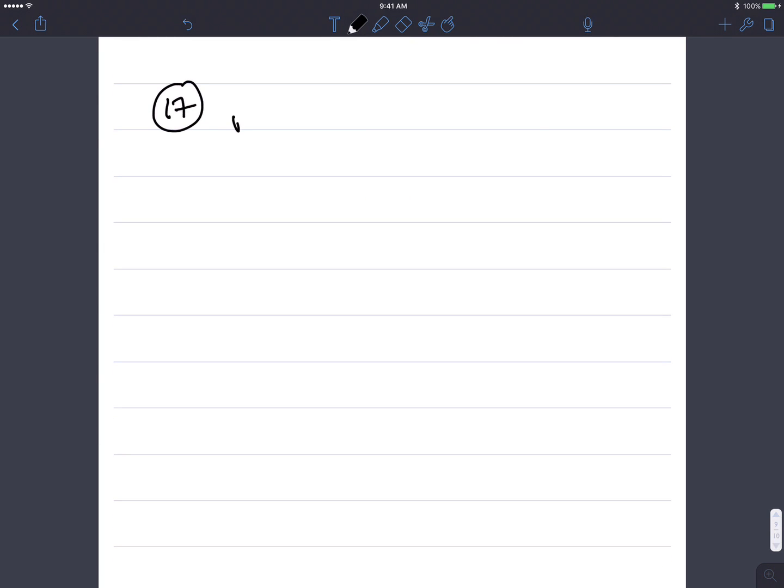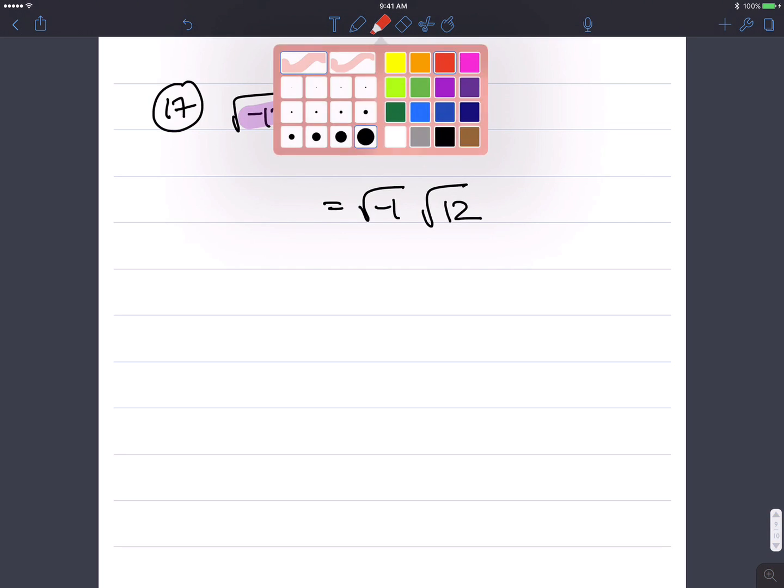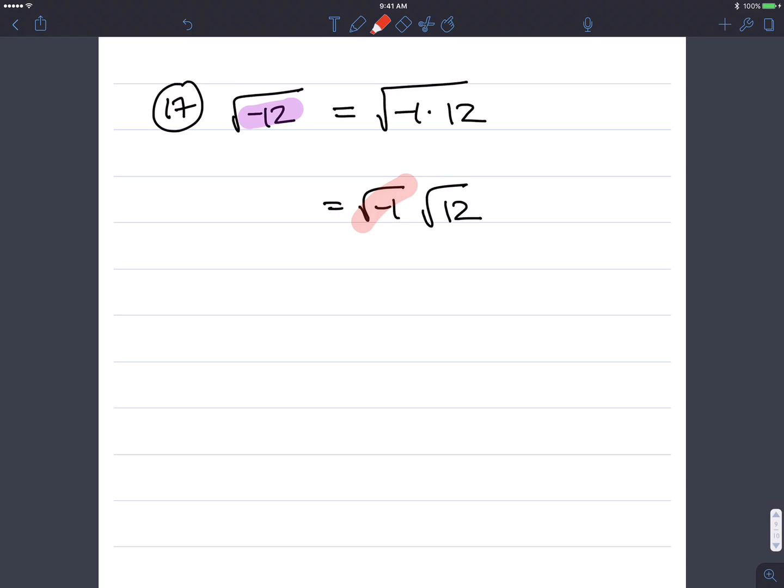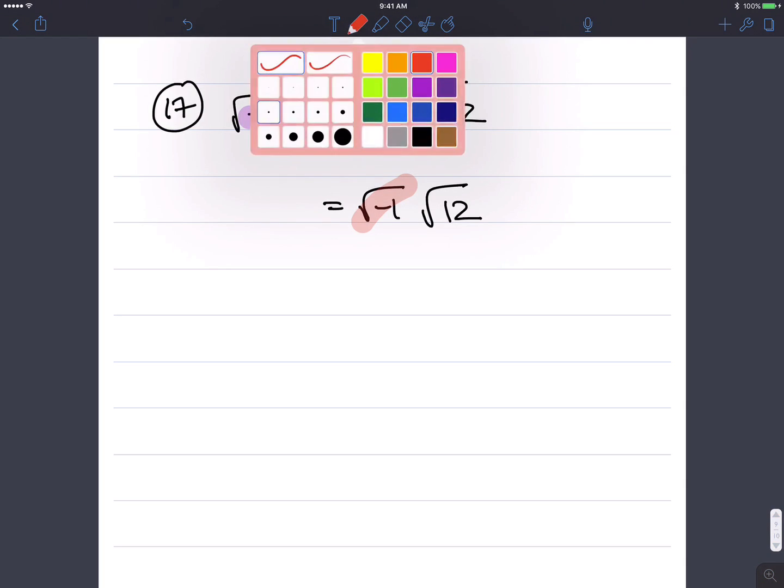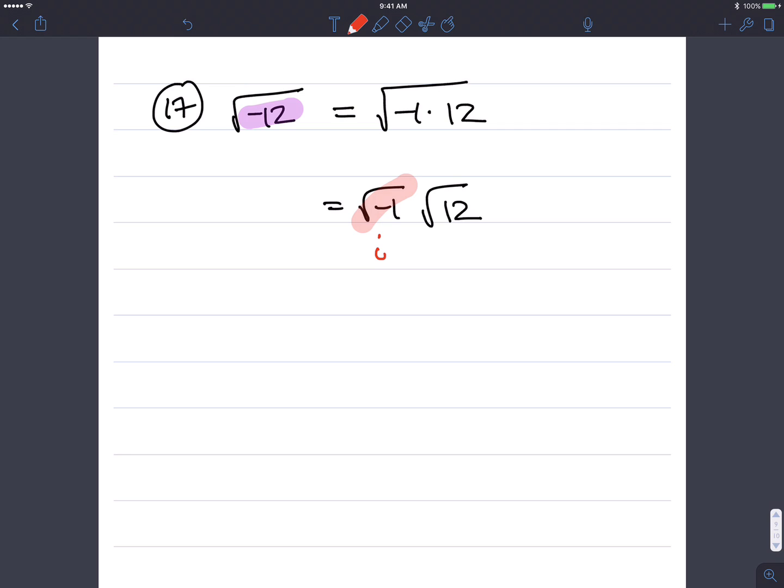Number 17. Square root of negative 12. Notice the value under a radical is negative, so we're going to write this as square root of negative 1 times 12. By the product rule, square root of negative 1 times the square root of 12. I'm going to replace this square root of negative 1 with i.